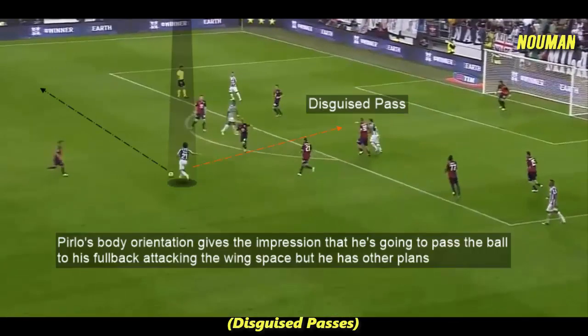Pirlo's body orientation gives the impression that he is going to pass the ball to his fullback, attacking the wing space, but he has other plans in his mind.